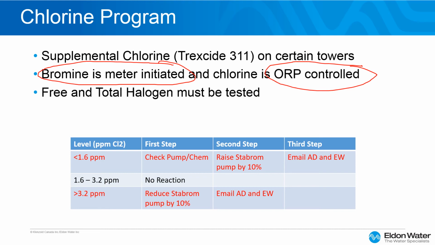You have to test both free halogen and total halogen, so make sure you have packets. If there are any questions on what the distinction is between free and total, please reach out to me. And from a response mechanism, it's very similar to the other ones. The engineers will only be responding to the total halogen level, and it's 1.6 to 3.2. And you're just going to be controlling the stabrome.